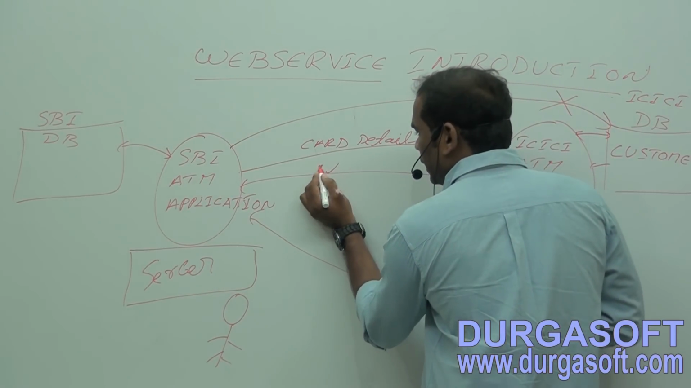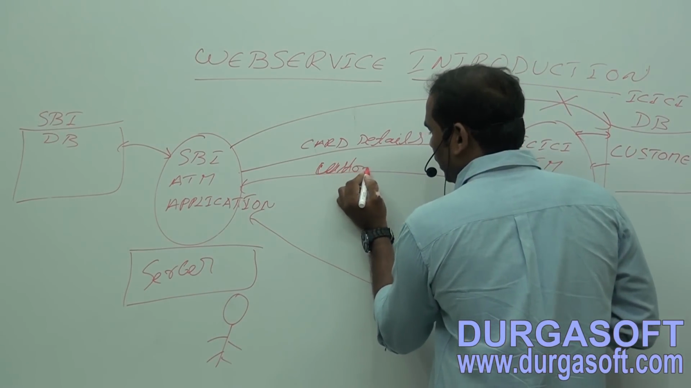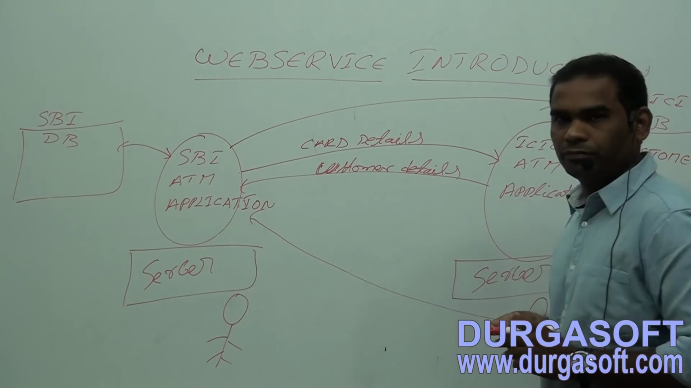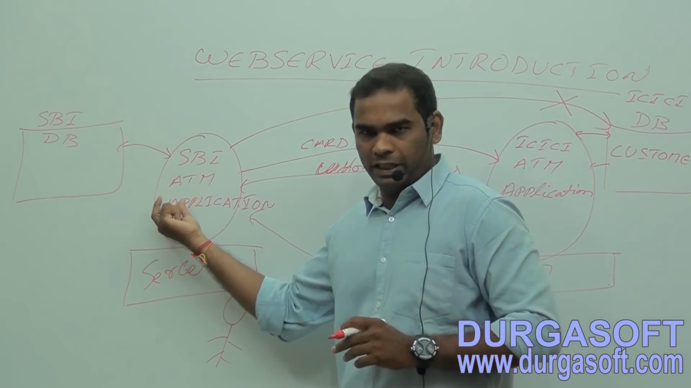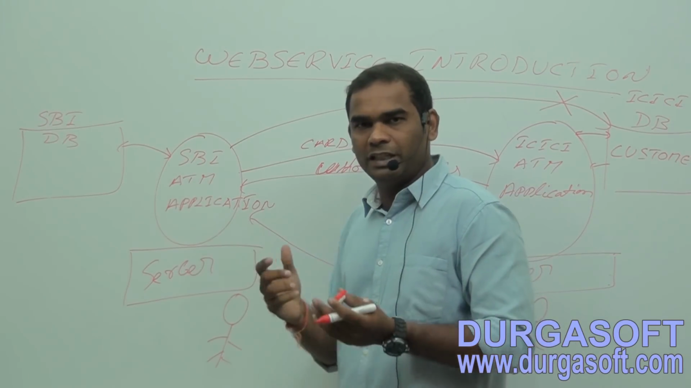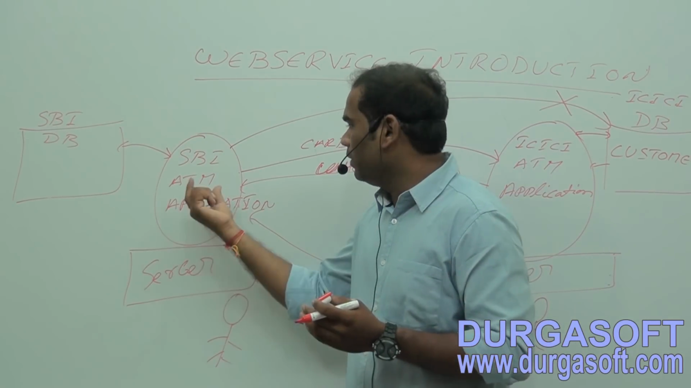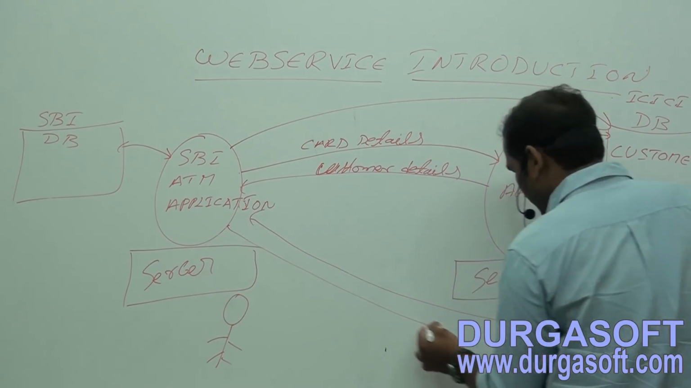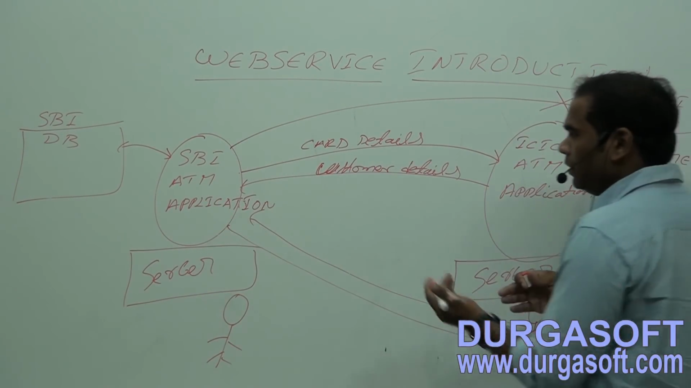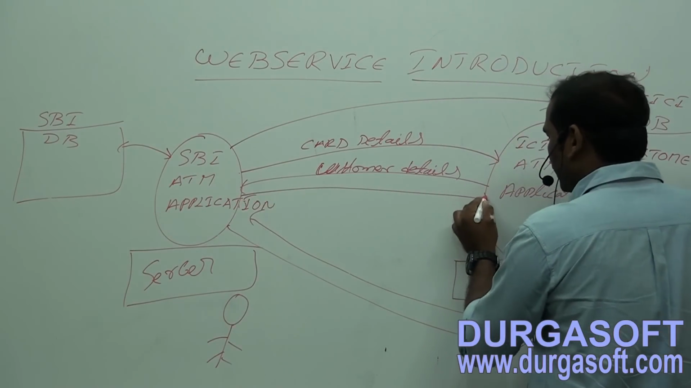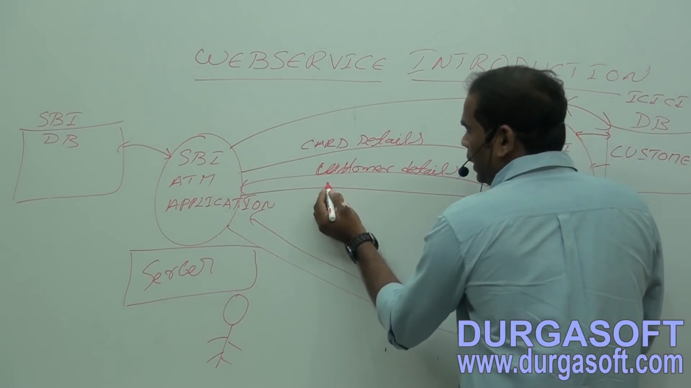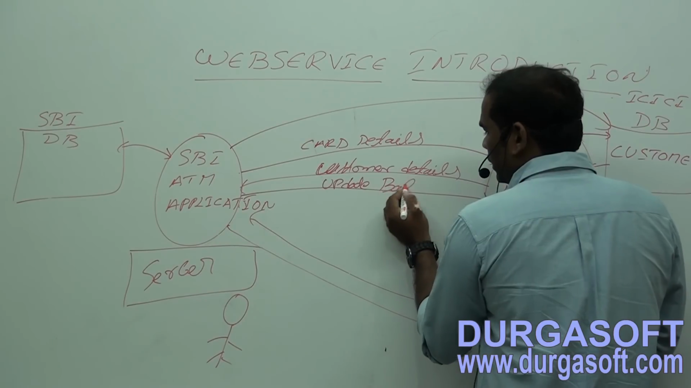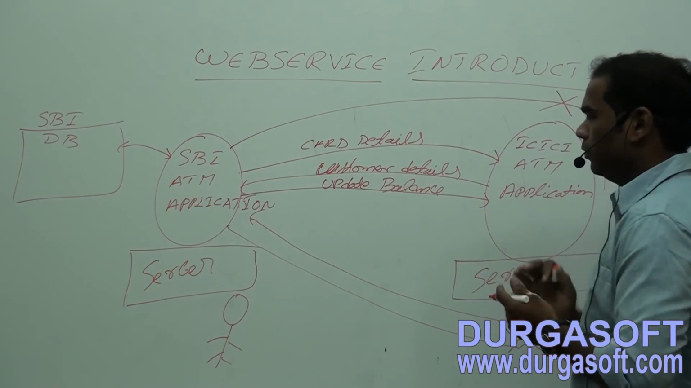So now here it is sending some customer details. Based on these customer details, it will verify whether he has sufficient balance or not here. If he has sufficient balance, then the SBI Bank ATM will provide money to this ICICI Bank customer here. Again, the updated balance will be updated, so meaning it will send the updated balance to this ICICI Bank application here.